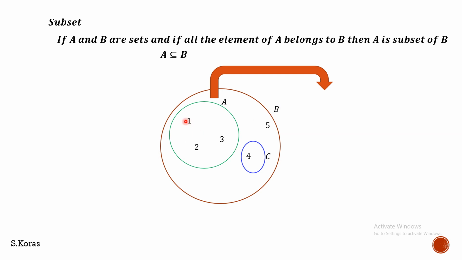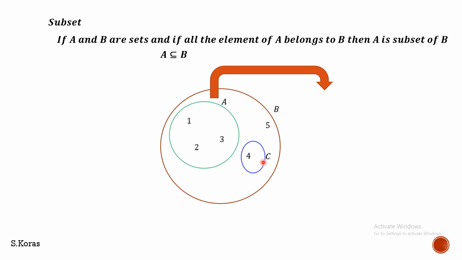It has the elements 1, 2, 3, 4, and 5. A is another set which has 1, 2, and 3. Here, if you consider this set A, all the elements inside the set A belong to set B also. No element is left. All the elements inside the set A belong to the set B. So this set A is a subset of this set B.